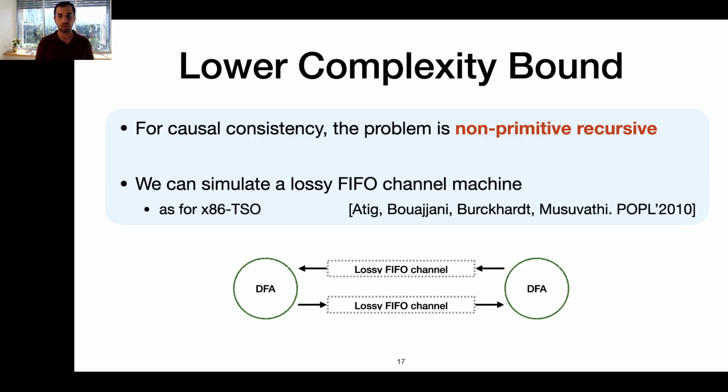Let me start from the bad news. We have a non-primitive recursive lower bound. This is simply because we can simulate lossy channel machines using causally consistent memory. This is the same bound that was previously obtained for verification under x86 TSO.